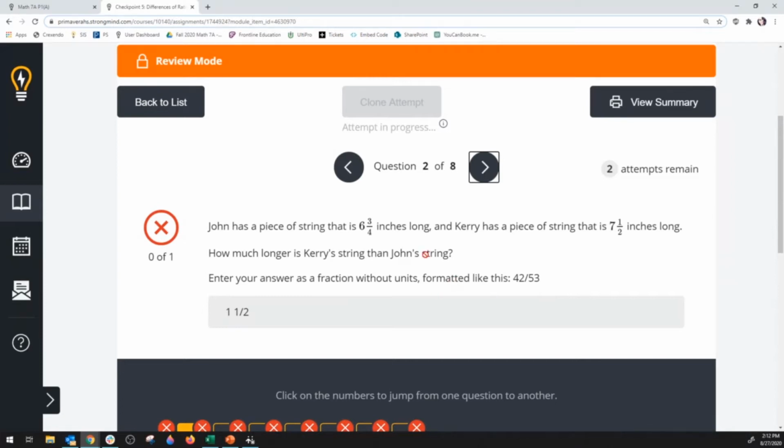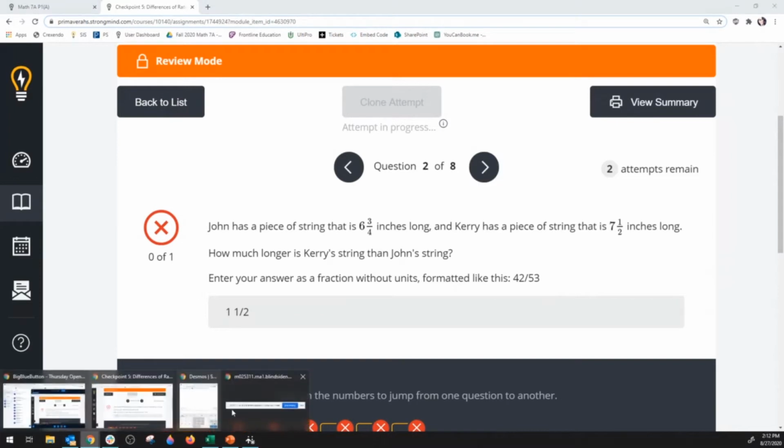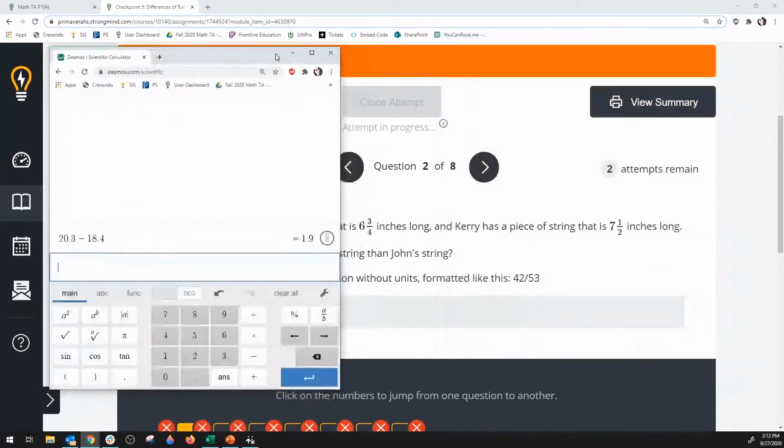And you can type this into that Desmos calculator that I use all the time. When you're typing in mixed numbers like this, it's a little bit different. So I'm going to start with the bigger number, which is 7.5. I'm going to type in a 7, and then put a space, and then do my 1/2. And I want to subtract that from 6 3/4. So I'm going to do my 6 space, and then type 3/4. And it gives me my answer as a decimal, but I can convert it to a fraction by clicking that button. So Carrie's string is 3/4 longer than John's.